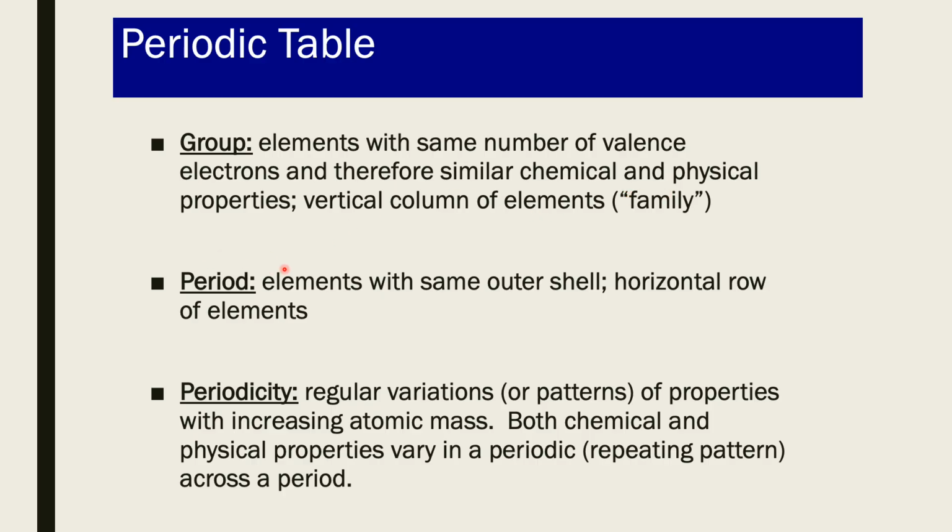Periods, remember, go horizontally across the periodic table. It indicates the number of energy rings or shells. Elements within the same period will have the same number of shells or energy rings. Periodicity: regular variations or patterns of properties with increasing atomic mass. Both chemical and physical properties vary in a periodic or repeating pattern across the period.